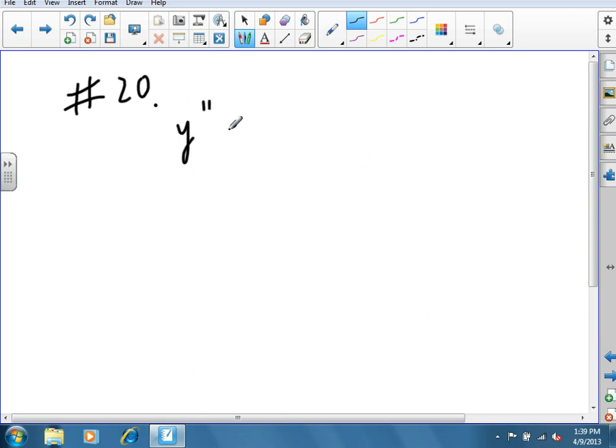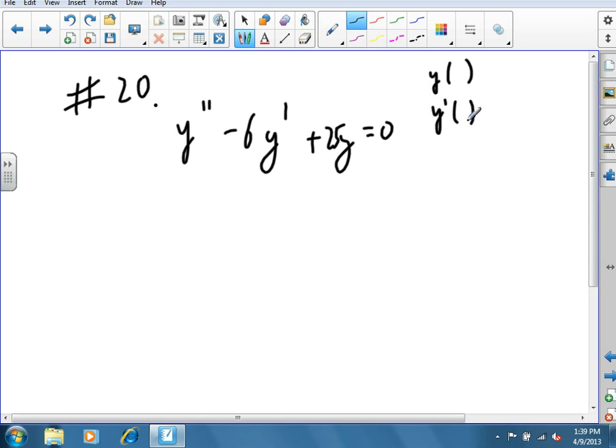Y double prime minus 6y prime plus 25y is 0. And y at something and y prime at something is something. y at 0 is 0. And y prime at 0 is 8.